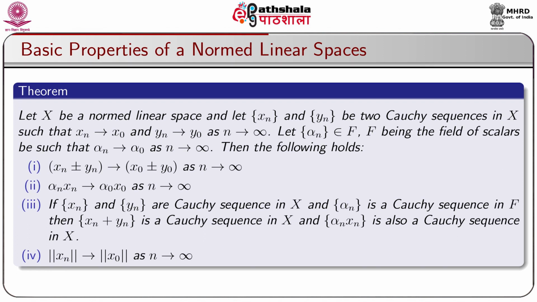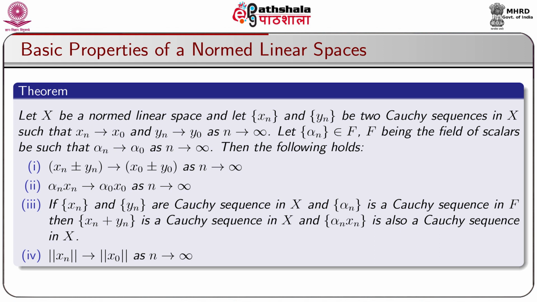Now, we have a theorem which is analogous to the theorem in real analysis. Let X be a normed linear space and let sequences xn and yn be two Cauchy sequences in X such that xn converges to x naught and yn converges to y naught as n tends to infinity, where x naught, y naught belong to X. Let alpha n be a sequence of scalars taken from F, where F is the field of scalars, such that alpha n goes to alpha naught as n tends to infinity.